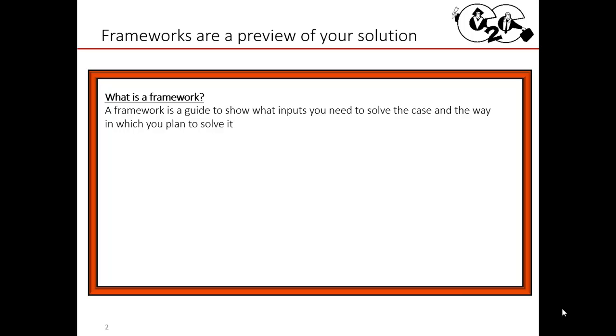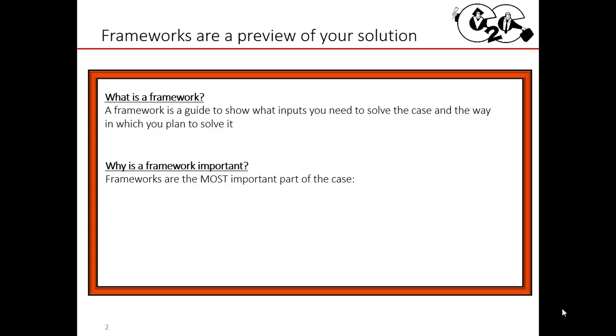Well, a framework is a guide to show what inputs you need to solve the case and the way in which you plan to solve it. Think about it like this. It's a movie preview that you're going to show your interviewer to show what areas you want to look at in order to solve the story of the case, but without giving too much detail away.